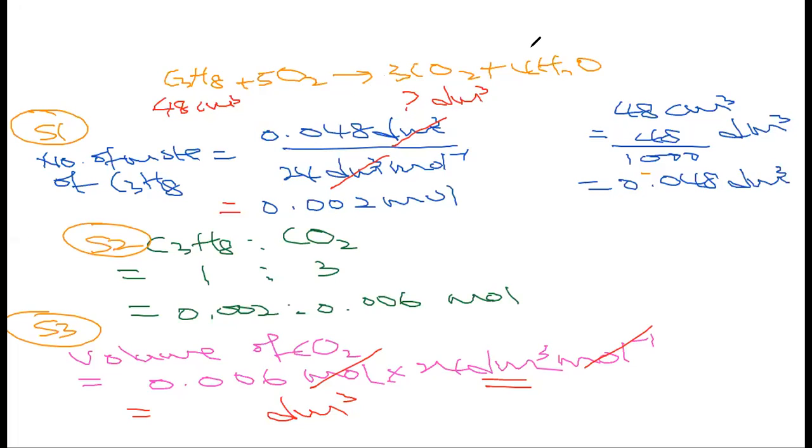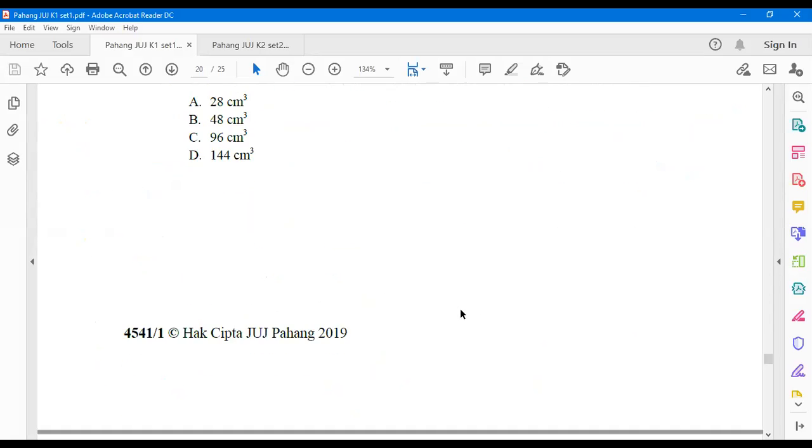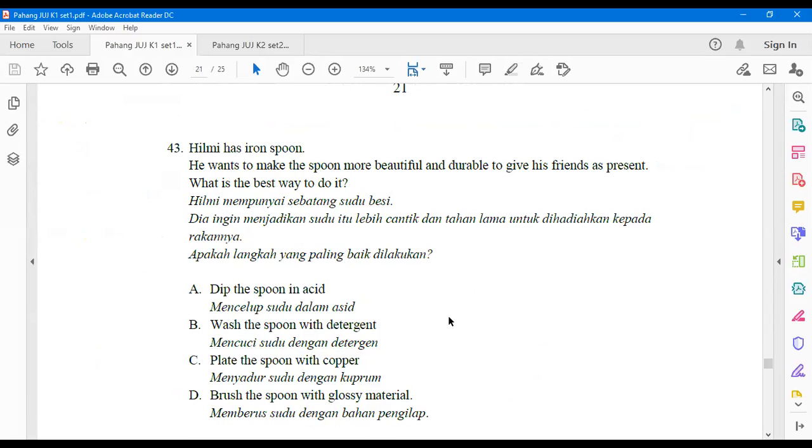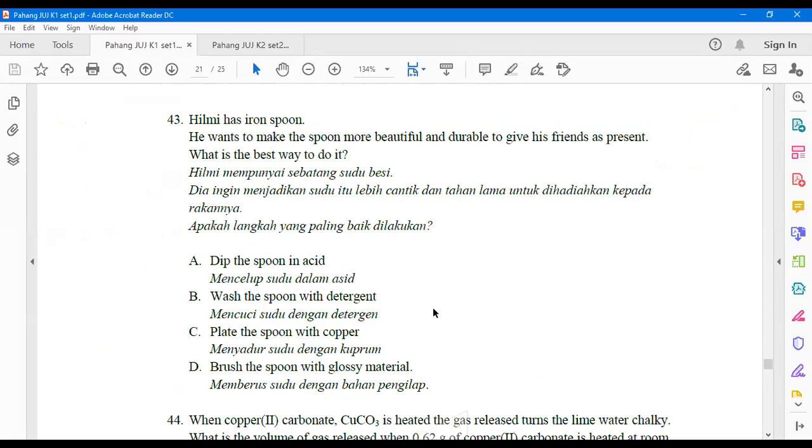Okay, now we continue with our next question, which is question 43. Hilmi has an iron spoon. He wants to make the spoon more beautiful and durable, to give his friends as a present. Now, what is the best way to do? We have already studied many times where we are going to talk about electroplating. Therefore, your answer is C, cat.